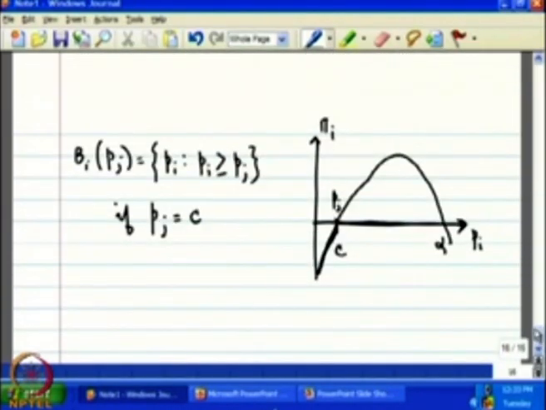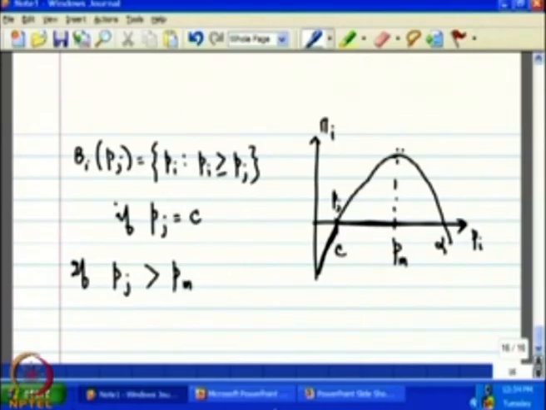So, we have two cases, one is Pj is less than C, one is Pj is just equal to C, and we have seen that the best response functions are different. Thirdly, suppose this price is Pm. Thirdly, if Pj is greater than Pm, suppose the price that he is charging is more than Pm, then what I should do is that my maximum profit is being attained at Pm.